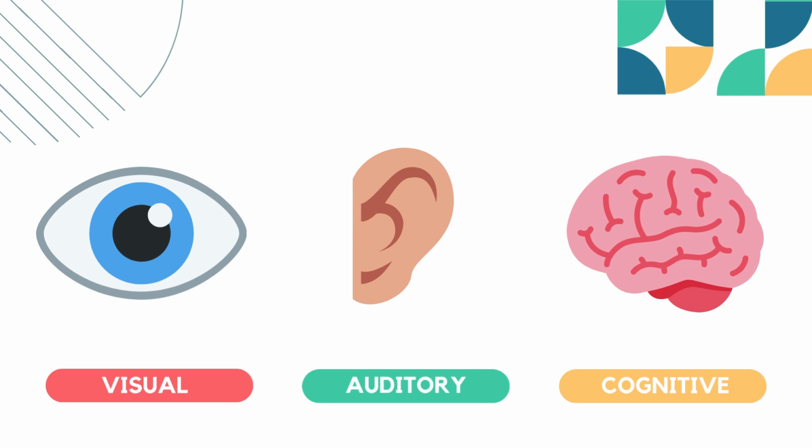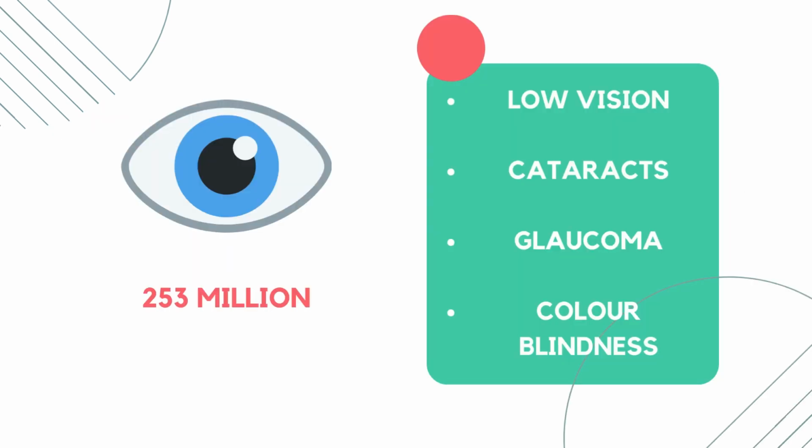Together, this means that nearly 25% of the total global population lives with some form of impairment that affects their ability to access media and design. By considering and addressing these needs, designers can reach a much larger number of consumers. Let's start by discussing visual accessibility.